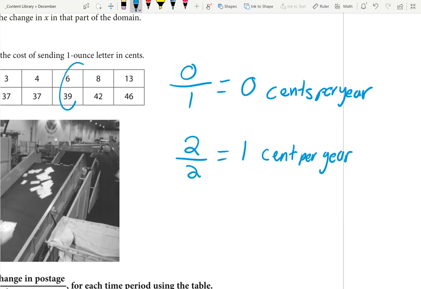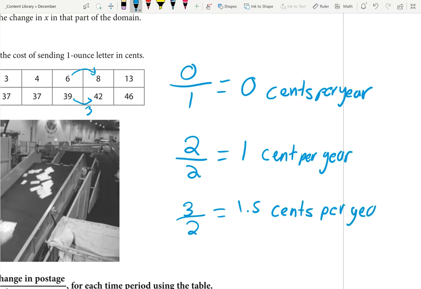Let's look at another one. Let's look at the next combination of numbers from 6 to 8. So from year 6 to year 8, the increase in pennies was 39 to 42, which is an increase of 3 pennies. So the change in y is 3. And from 6 to 8, that's a course of 2 years. So 3 pennies over the course of 2 years, which simplifies 3 halves to 1.5 cents per year.